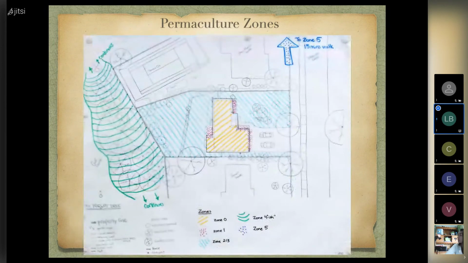I just wanted to give you a little bit of a picture of what permaculture zones look like. This is a design that I did for my parents' house in Vancouver. The yellow there is zone 0, their house. Zone 1 is the little dots, which is just the patio areas. Zones 2 and 3 were the back and front yard. Zone 4 is the trees behind the property line, so this is actually not even on their property. And then for zone 5, I put a little arrow saying it's a 15-minute walk away from the house, and I'm indicating the North Shore Mountains in Vancouver in this case.